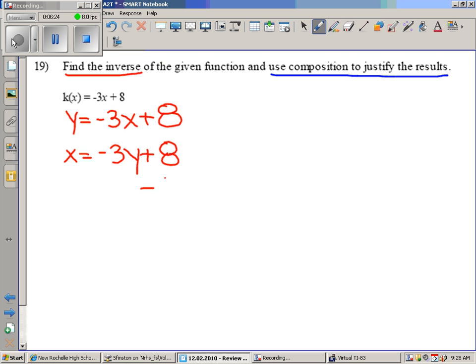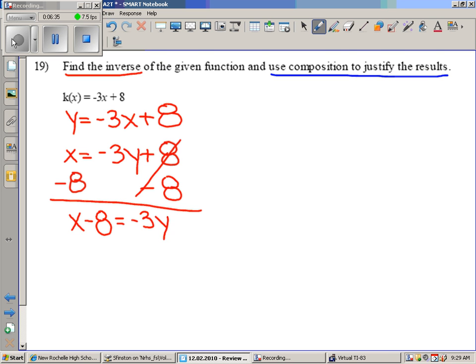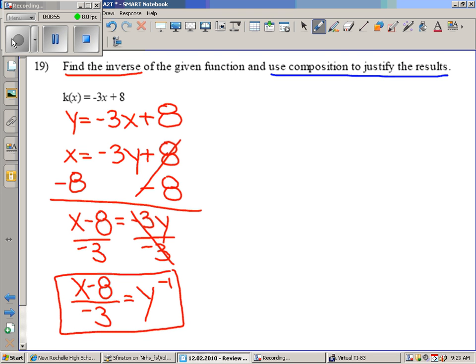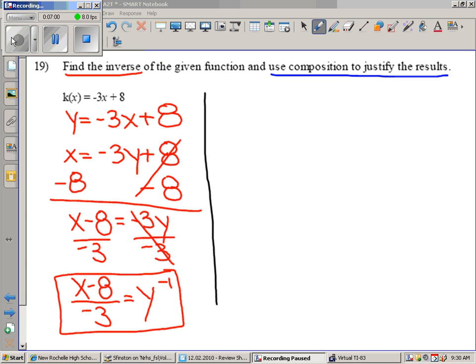We reorganize, and we isolate y. So we got x minus 8 equals negative 3y. Divide by negative 3, divide by negative 3. So that you get x minus 8 divided by negative 3 equals y. And I always put this to indicate that it's the inverse. That's it. That's part 1.